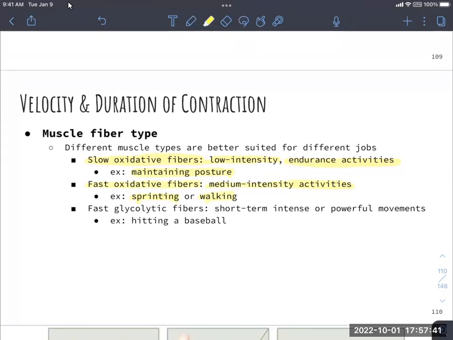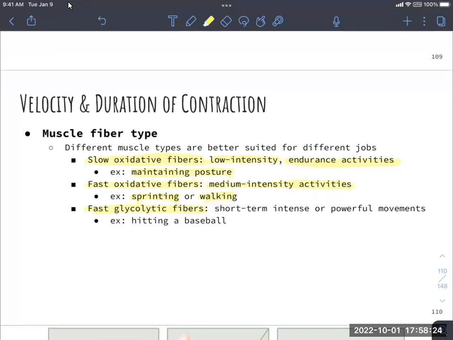They're needed a little bit quicker. They still use oxygen, so they're using the aerobic respiration pathways to get our ATP, but it's more medium activity, intensity kind of activities, even running long distances. It is a mix between slow and fast oxidative fibers that keep you doing something like running for long distances. Fast glycolytic fibers, that's a very powerful, fast movement.